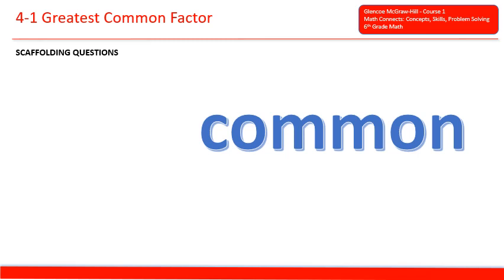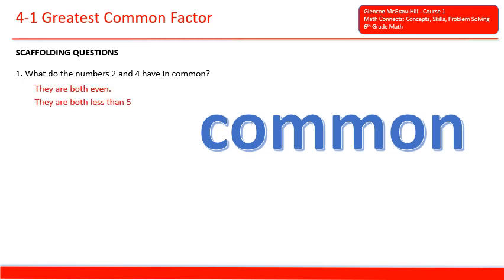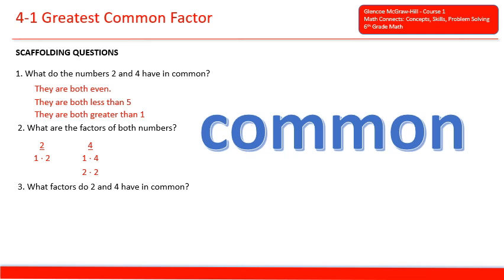Scaffolding questions. What do the numbers 2 and 4 have in common? They're both even. They're both less than 5. They're both greater than 1. What are the factors of both numbers? 2 is 1 times 2. 4 is 1 times 4 and 2 times 2. What factors do 2 and 4 have in common? Well, 1 and 2.